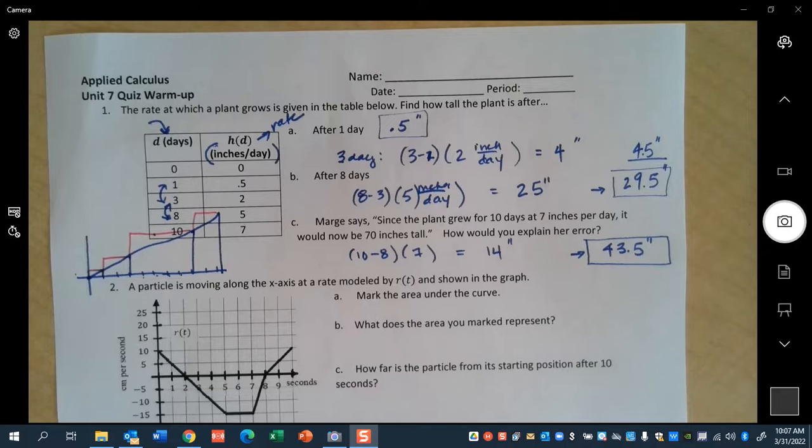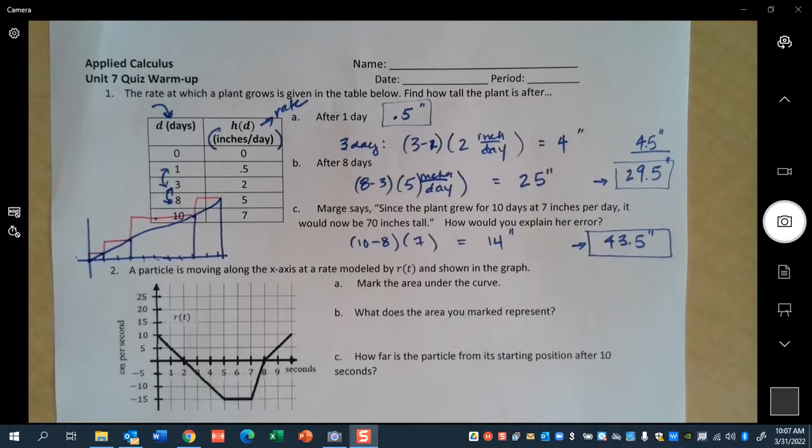Okay. Yeah, the actual plant is about 43 and a half inches tall if I continue with this pattern using the Riemann sums. Now, if I wanted to, I could calculate it again and use the left-hand sums. If I use this as my change for here, and this as my change for here, and this as my change for here.